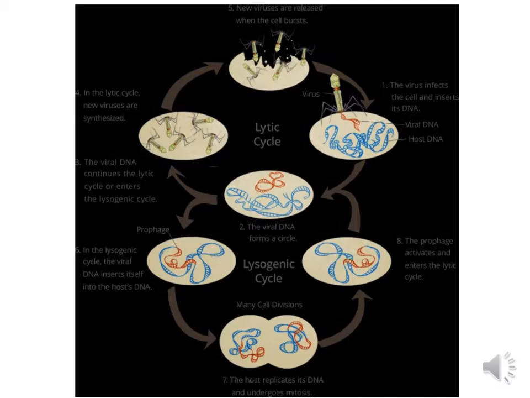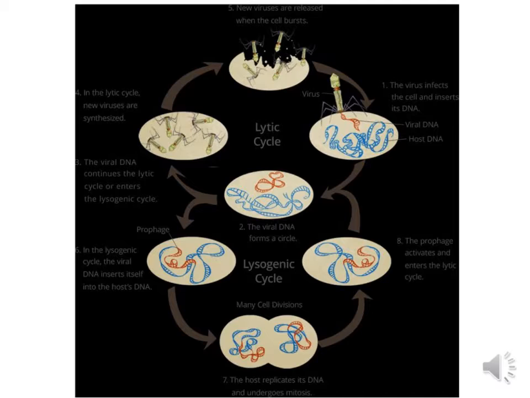Okay, so you've got two different cycles. The cycle that was described in the video is the lytic cycle. So the virus, if you look on the right, number one, the virus infects the cell and inserts its DNA. So you have viral DNA and host DNA. Then the viral DNA forms a circle, so plasmid. And then the viral DNA, if you look on the left, continues this lytic cycle.